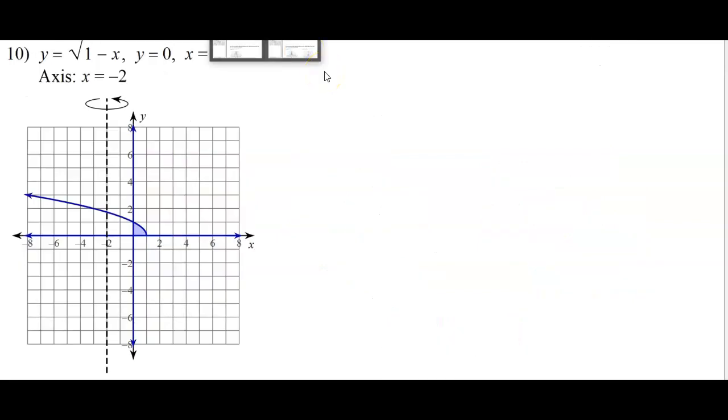All right, guys, last one I'll have you do is number 10 on your homework. It's a mismatch. These functions are in terms of x, but we're doing a vertical rotation, which means that they need to be in terms of y. So go ahead and pause the video here and see if you can find the volume of revolution for this particular solid.